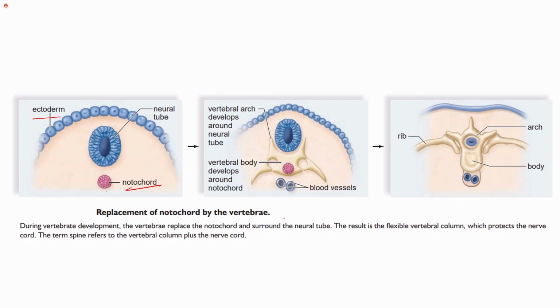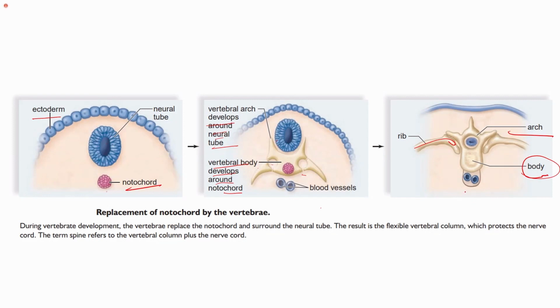During embryonic development, the vertebral arch develops around the neural tube. So this is a vertebral arch that develops around the neural tube. This vertebral body develops around the notochord. So the vertebral body starts developing around the notochord. These are the blood vessels that come here, and ultimately it leads to the formation of the ribs. This is the arch which is formed. This is the vertebral body which is formed and ultimately replacing the notochord.